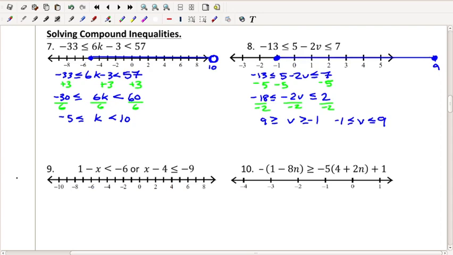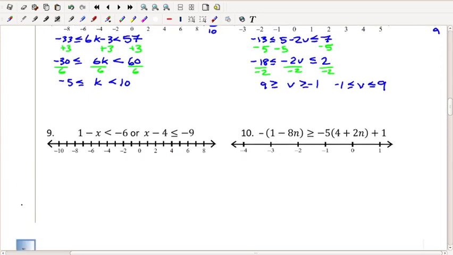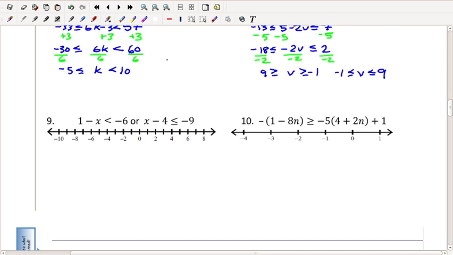All right, if you haven't done so already, why don't you try number 9 and number 10 on your own, then come back and watch the solutions. All right, here we go. So this time we actually have an inequality that's separated by or. So we're going to do each of these separately. So again, copy them down beneath so you can see it. 1 minus x less than negative 6. Subtract the 1, negative x less than negative 7. Divide by negative 1, divide by negative 1, and this flips it to be x is greater than 7.